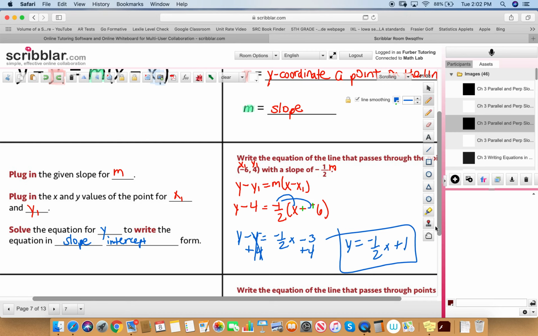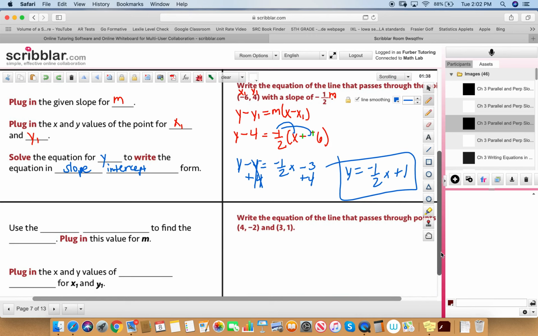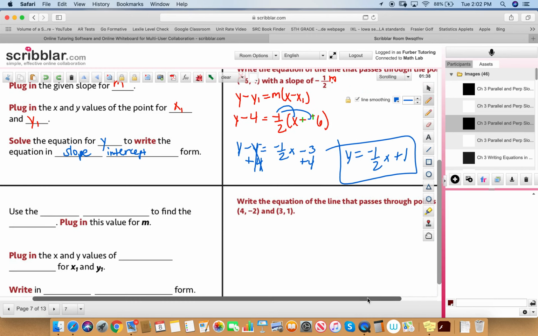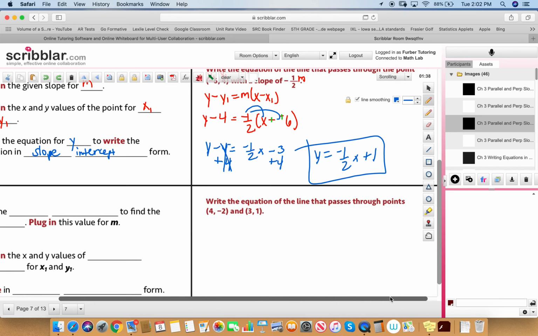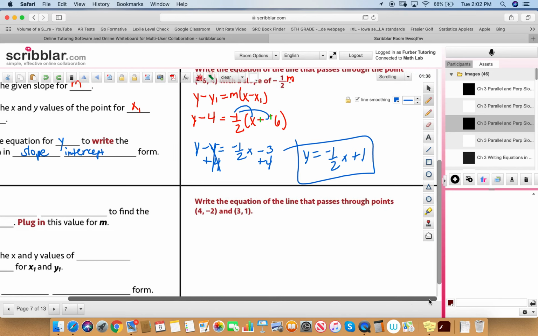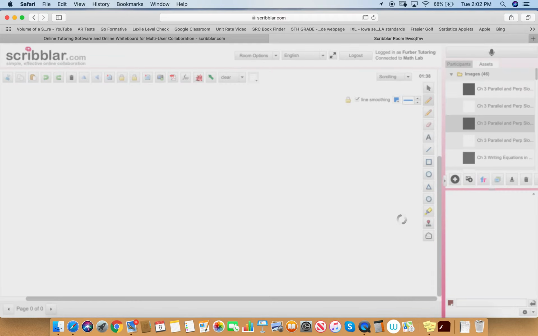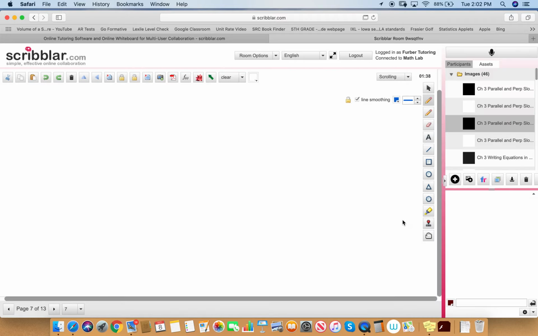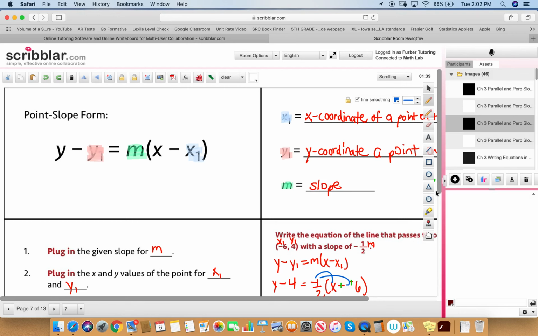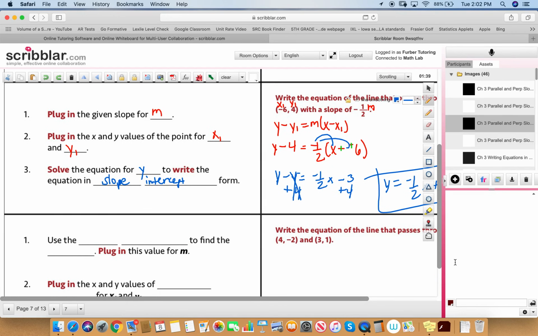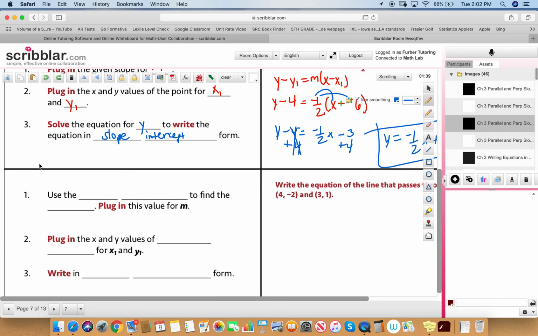Now the second example is very similar to that, except that we have a little more work to do because it says write the equation of the line that passes through points 4, -2 and 3, 1. Well, they didn't give us the slope. Okay, so if we want the slope, we are going to have to first use the slope formula to find the slope. So that's our first step: use the slope formula to find the slope and plug this in for m.